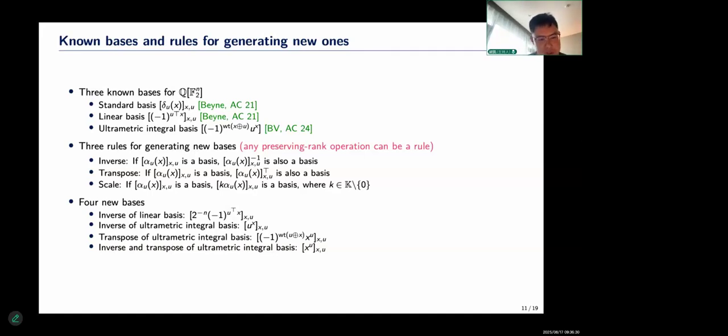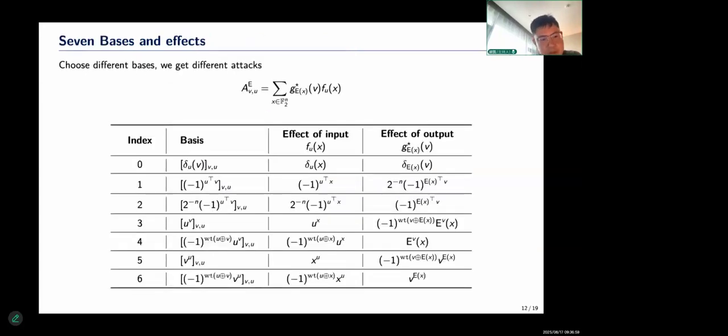Here, I will introduce 3 simplest rules called inverse, transpose, and scale. If a matrix is full rank, then after these 3 operations, it's still full rank, so it still can be used as a basis. With these 3 rules, we can generate 4 new bases from the existing ones. Finally, we concluded 7 kinds of bases.